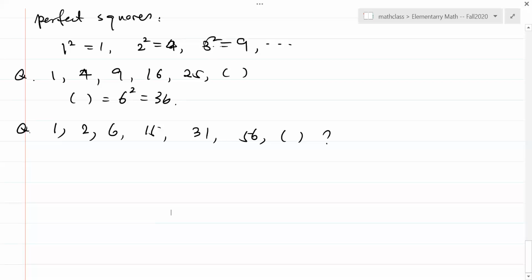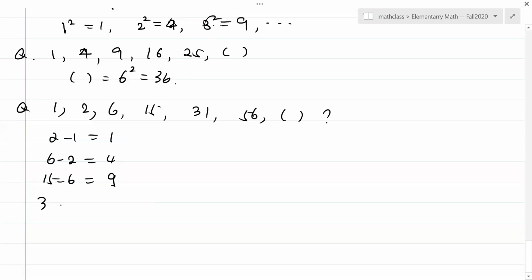Okay, does your brain hurt? Well, I tell you, just take the difference. 2 minus 1 is 1, 6 minus 2 is 4, 15 minus 6 is 9, 31 minus 15 is what? 16. 56 minus 31 is what? 25.